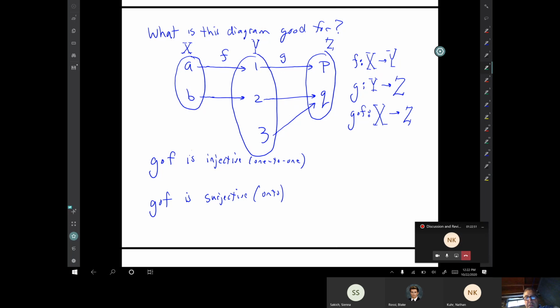Now, having started to write this stuff, can anybody remember why this diagram was interesting? What does it illustrate? Oh, go ahead, Blake. I was just gonna say both are injective and surjective. Wait, say it again. G composed with F is both injective and surjective. Yeah, but there's something interesting about this. What about the individual maps?